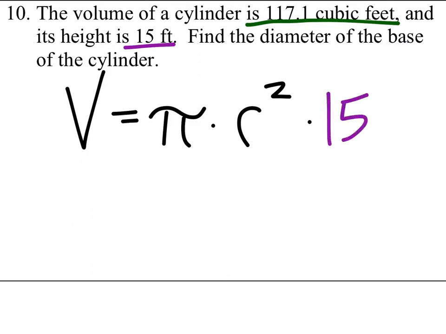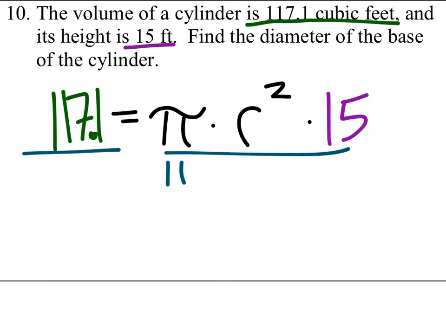And the volume was 117.1 cubic feet. So we're just filling in for the volume right here. And what we're going to need to do is solve for the radius, and then we'll be able to find the diameter. So to do this one, we're going to divide both sides by pi and 15 right here.